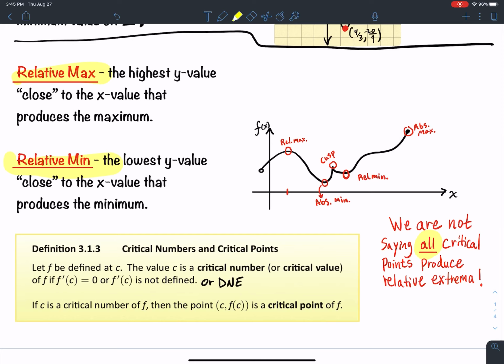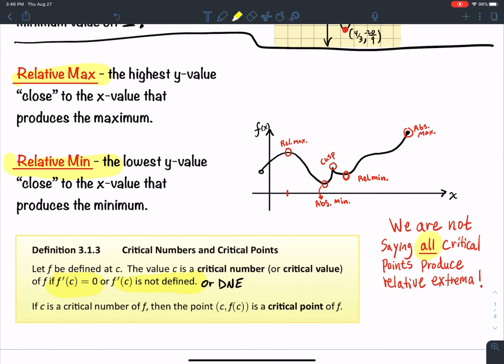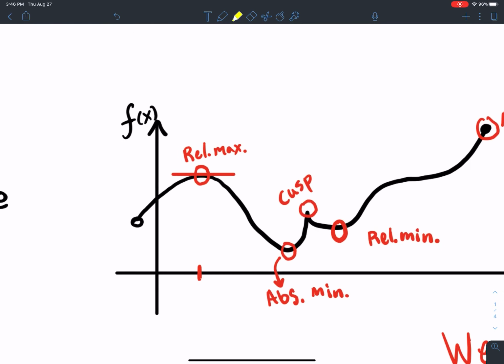So we are not saying that all critical points have to produce relative extrema. So if I go through here and I see where the derivative is equal to 0 or where it does not exist, that will give me a list of potential relative maxes and mins, and I check those, but that's all it does. It doesn't tell me that it's a max or a min. I have to check, all right? So we see here with this first one, this is a relative max. We found that already, okay?